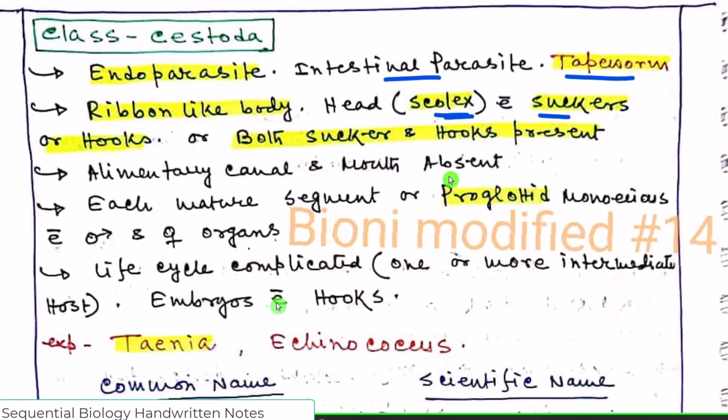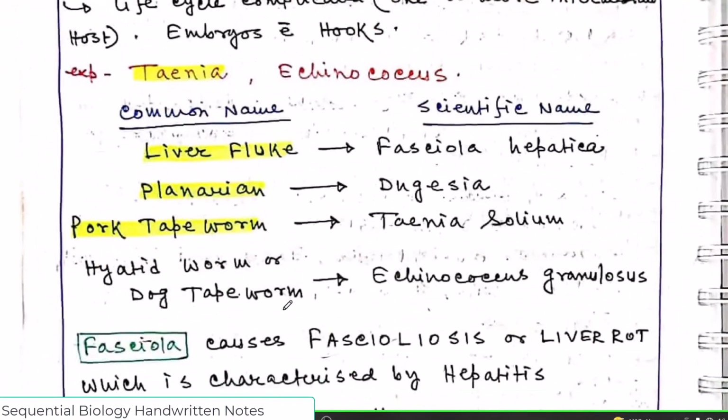Alimentary canal and mouth are absent. There are one or more intermediate hosts, and the embryos have hooks. The examples of this class are Taenia solium and Echinococcus.